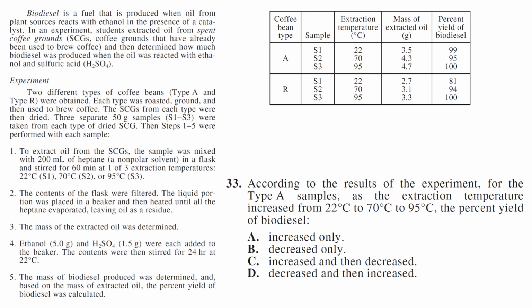According to the results of the experiment for the type A samples, as the extraction temperature increased from 22 to 70 to 95, the percent yield of biodiesel did what? It goes down from 99 to 95 and then back up to 100. So it decreased and then it increased, so D.